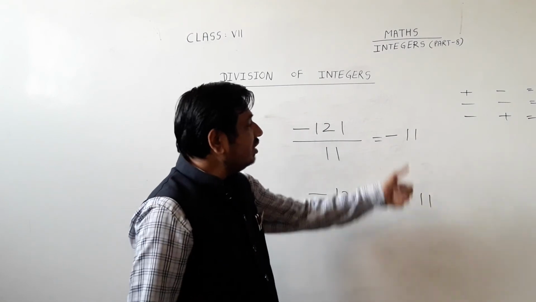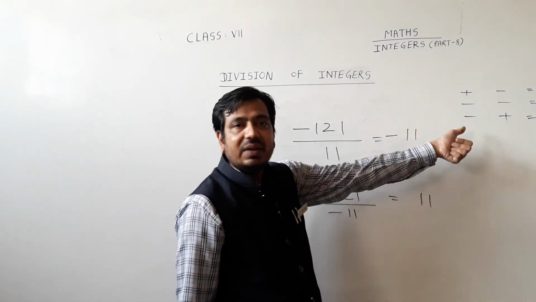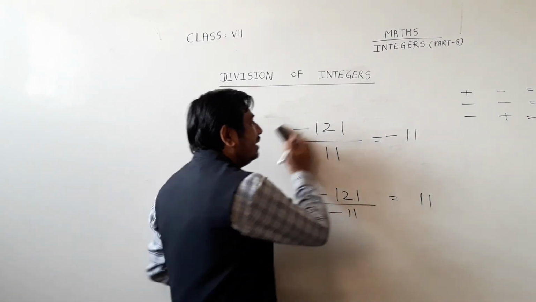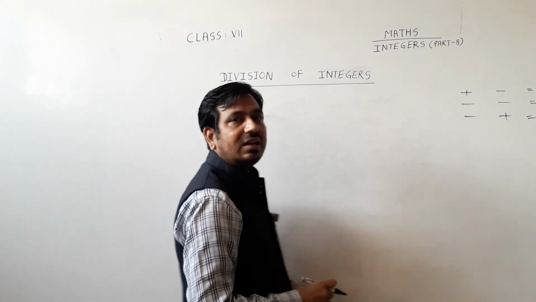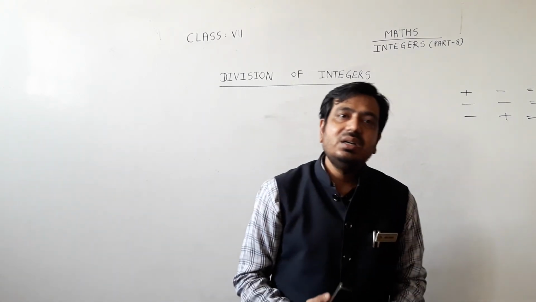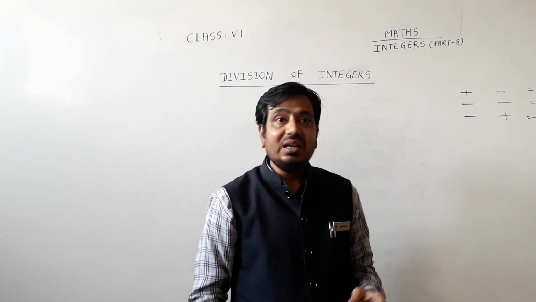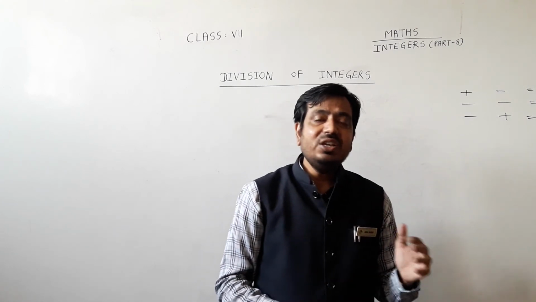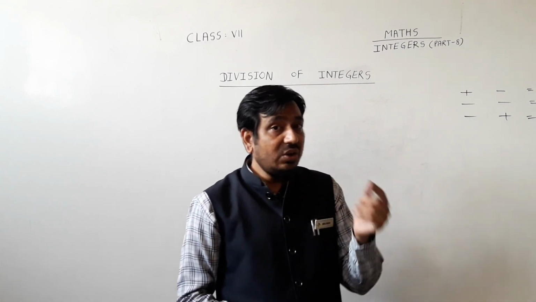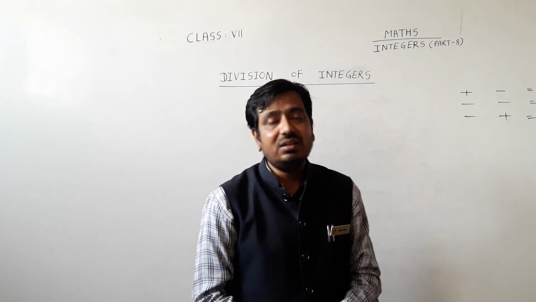So for the sign, remember this table. So that is why we divide any integers this way. And class, remember we can't divide by 0 because it is not well defined. Any integer divided by 0 is not defined. But 0 divided by any number, you get 0.